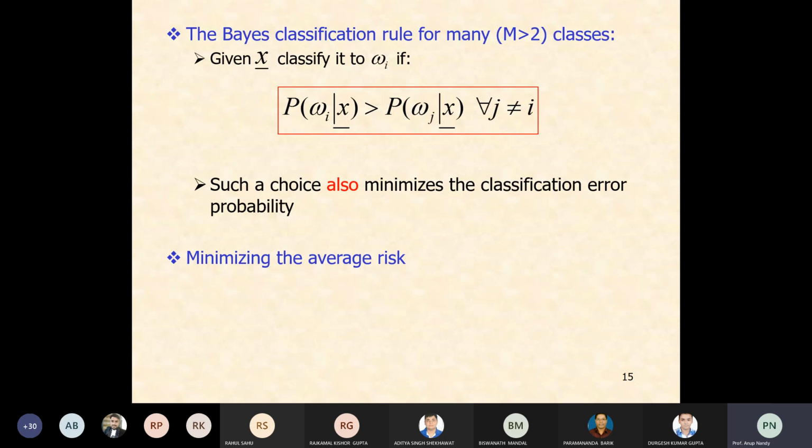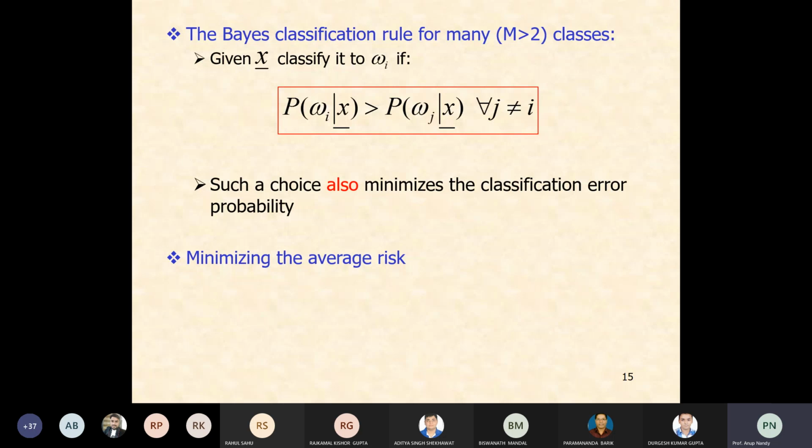There are two things that we have seen. If the errors have equal weights, then only the probability comes into the picture. And if the errors have different weights, then you have to consider the cost, the misclassification cost. So if you have the misclassification cost, then you need to generate the loss matrix.